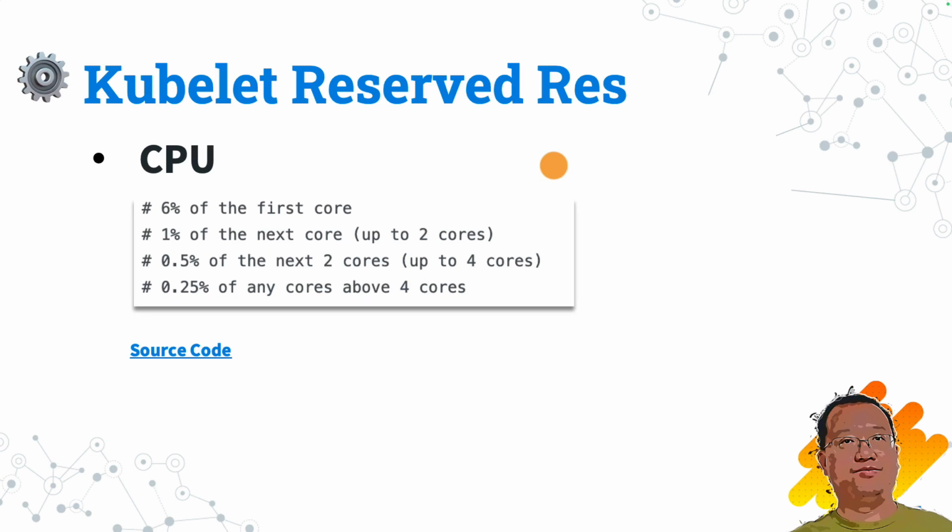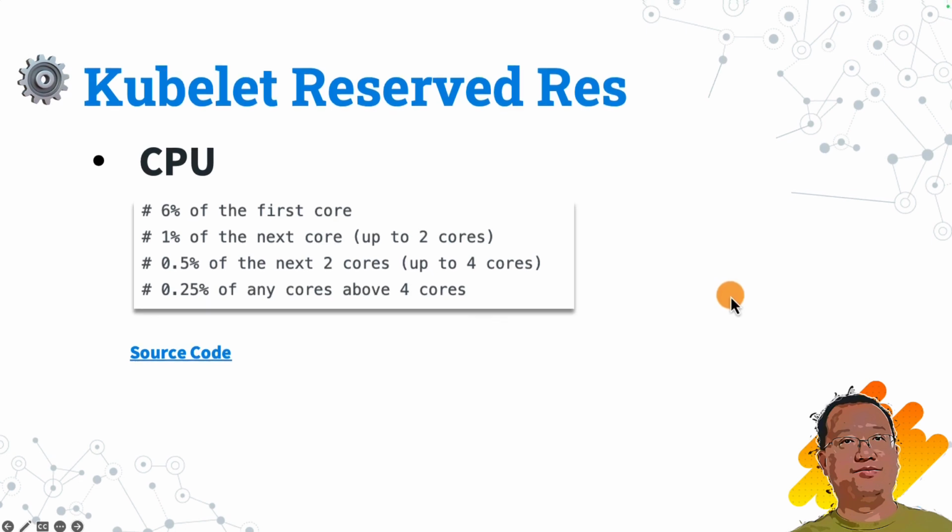How much CPU resource will be used by Kubelet? There's no AWS doc telling us Kubelet CPU usage. Well, we can find it in source code. I take a screenshot of it. You see 6% CPU time used by the first core, and 1% more when we have 2 cores, 0.5% for the next 2 cores, and 0.25% for more than 4 cores. Check out the URL to visit the full source code.